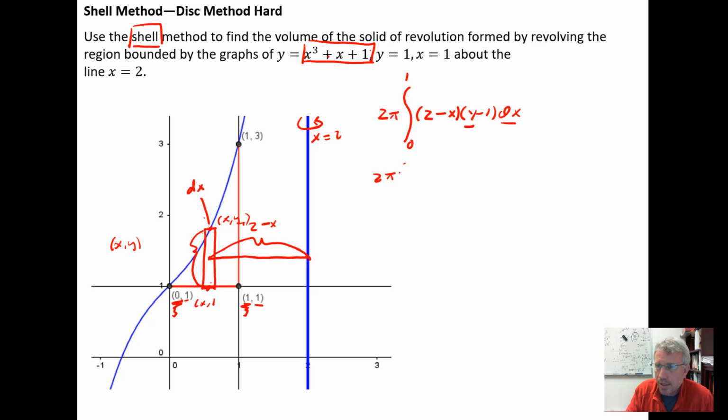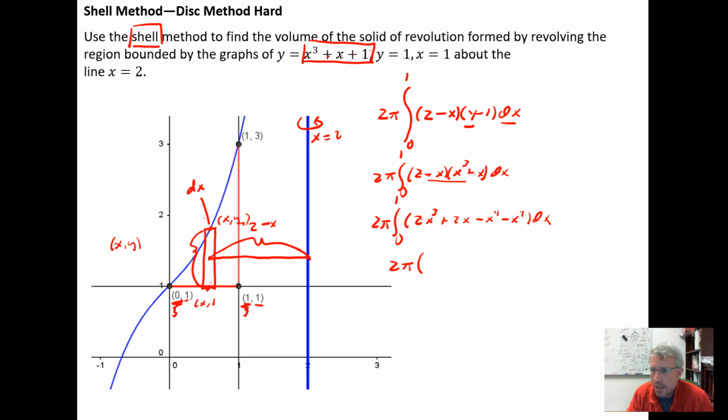So it's going to be 2 pi times the integral from 0 to 1, 2 minus x times y, but y as a function of x is just x cubed plus x plus 1, and then it'll be minus the 1. So we're going to wind up getting just x cubed plus x right there, dx. And then to integrate that, we probably are going to want to multiply this out first. So 2 times x cubed plus 2 times x minus x to the 4th power minus x squared dx, and now we just integrate.